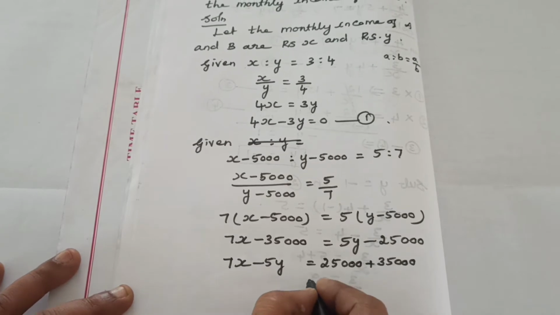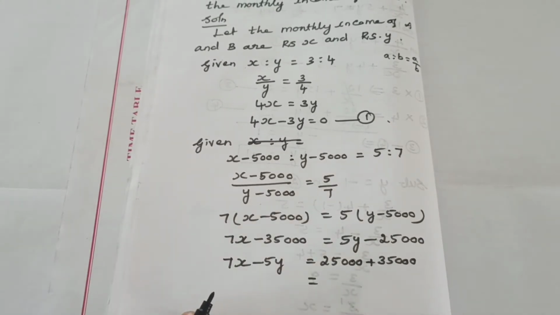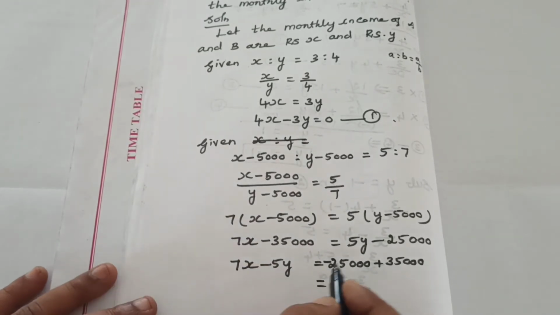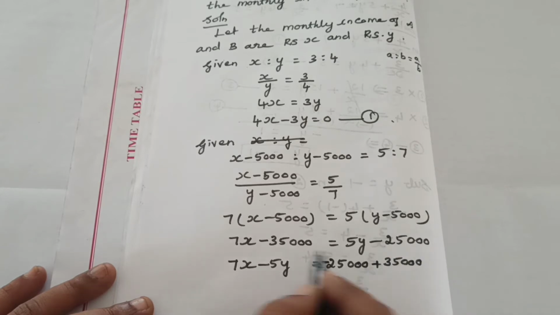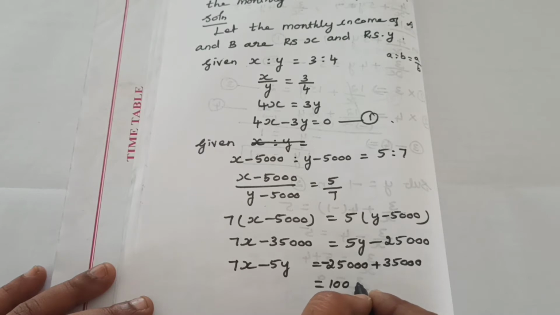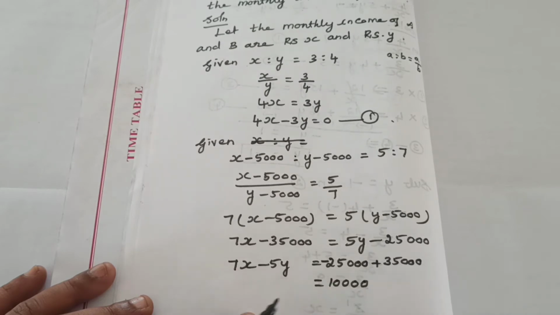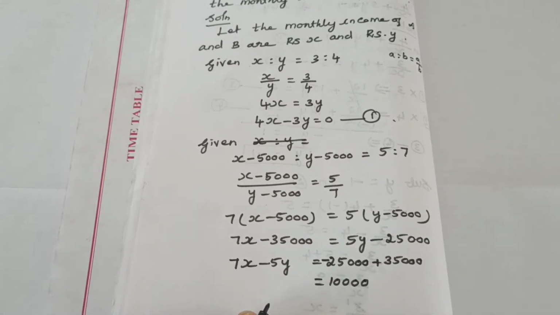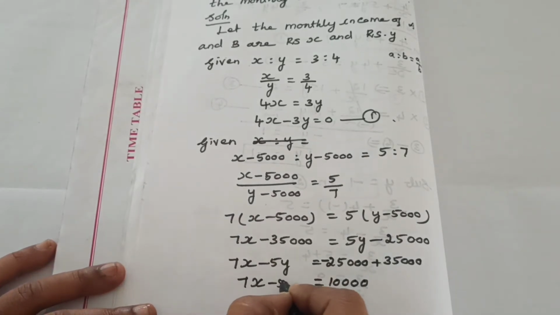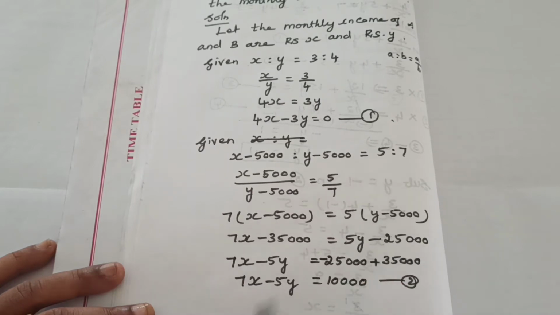Any doubt? Then 25,000 plus 35,000, then what we will get? 25,000 minus or plus? How to check this one? Listen, 7x minus 5y, here minus 25,000. Okay, then plus 35,000. Then what we will get? Then 10,000 we will get, isn't it? One more 0. Correct? Okay, 10,000 we will get. Then that is equation number 2: 7x minus 5y is equal to 10,000.